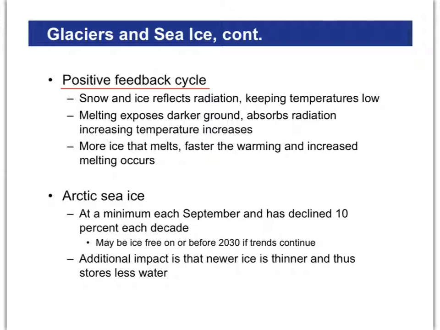Every year when we look at Arctic sea ice in the Arctic Ocean over the North Pole, every September it's at its minimum. So it's the least amount, and so it should start coming back after September. But every September, it's been 10% less every single decade. Not only that, but the ice is also thinner as well. It's not as thick, and so it stores less water. And so where does all that water go? Into the oceans, driving sea level up.